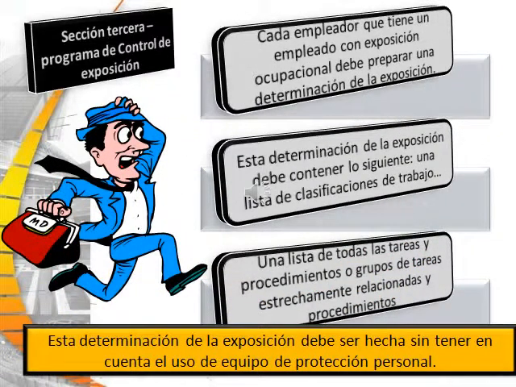Each employer who has an employee with an occupational exposure must prepare an exposure determination. This exposure determination must contain a list of job classifications and a list of all tasks and procedures or groups of closely related tasks and procedures. The exposure determination must be made without regard to the use of personal protective equipment.